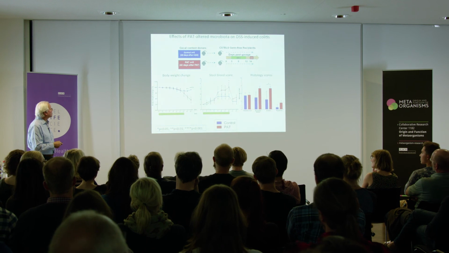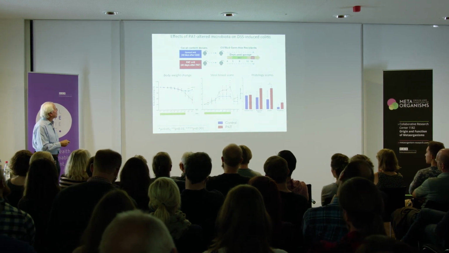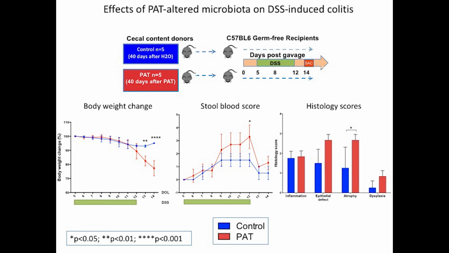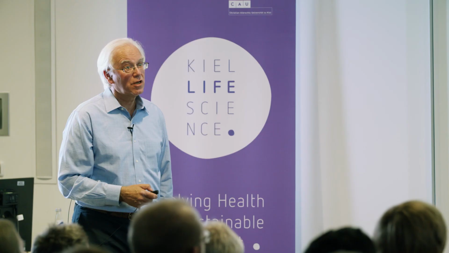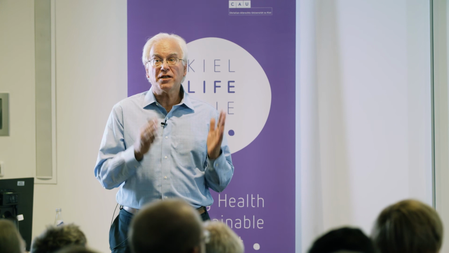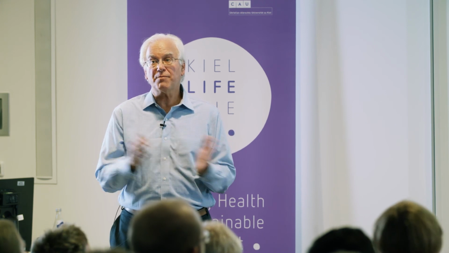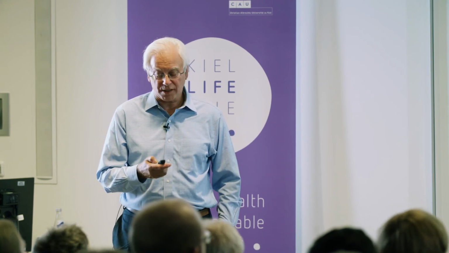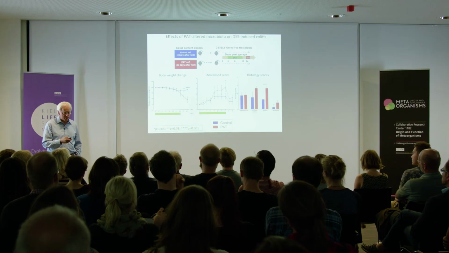Here we're looking at the recipient mice that got DSS after the control. There's their weight curve. They lost more weight if they had gotten antibiotics 40 days earlier. They had more blood. They had higher histology scores. So we have evidence that the antibiotic is affecting their susceptibility to an inflammatory process 40 days later.